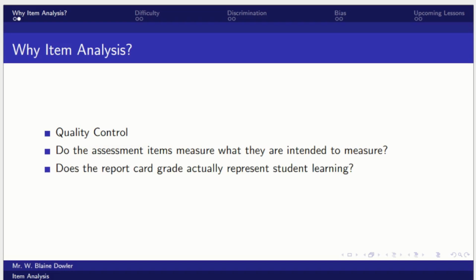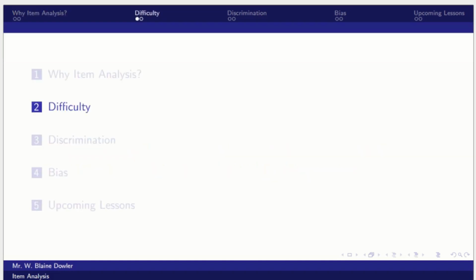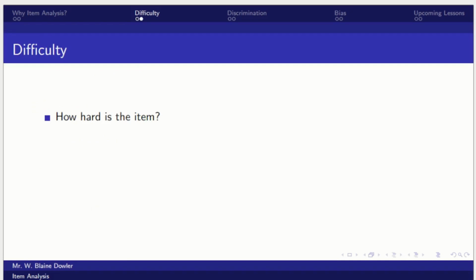We also want to make sure that the report card grade actually represents the amount of student learning that has taken place. And again, for that, we need quality items. So the first measure of the item quality we look at is difficulty. The difficulty is a question of how hard the item is.